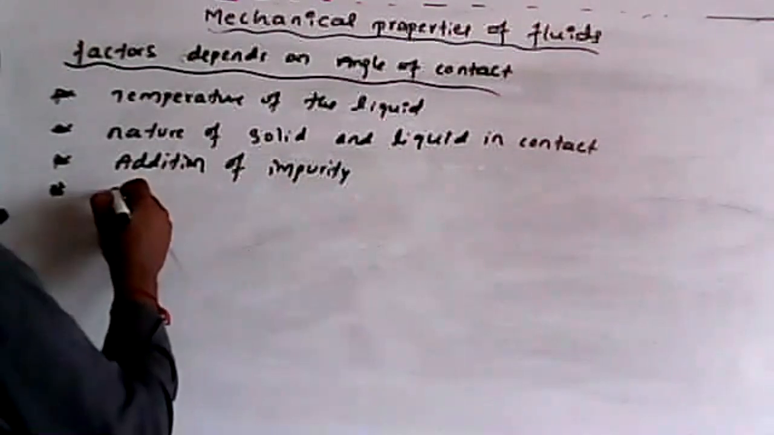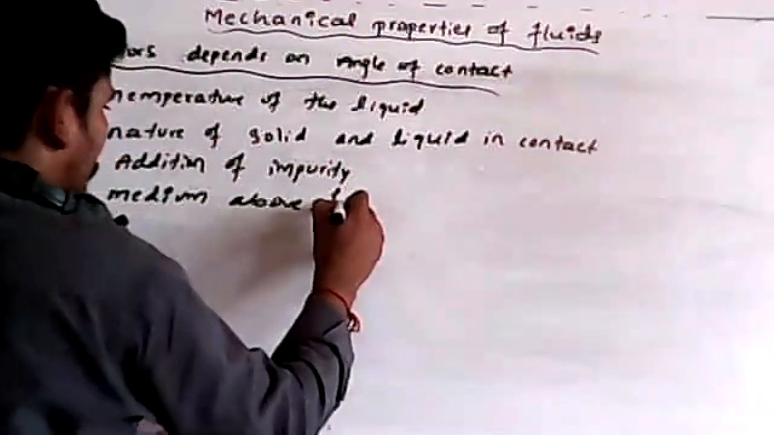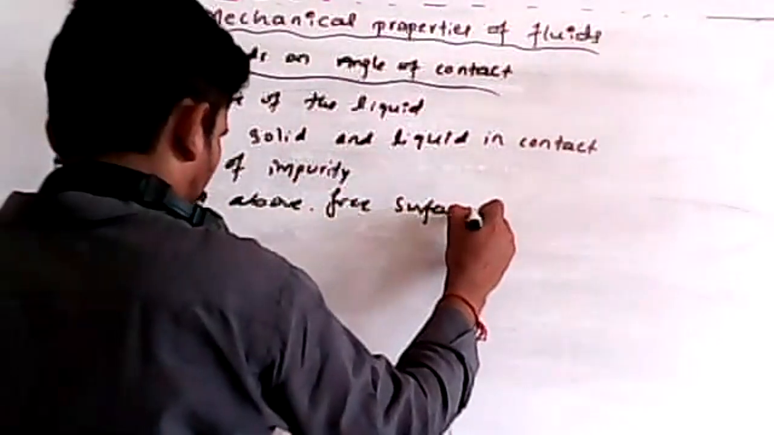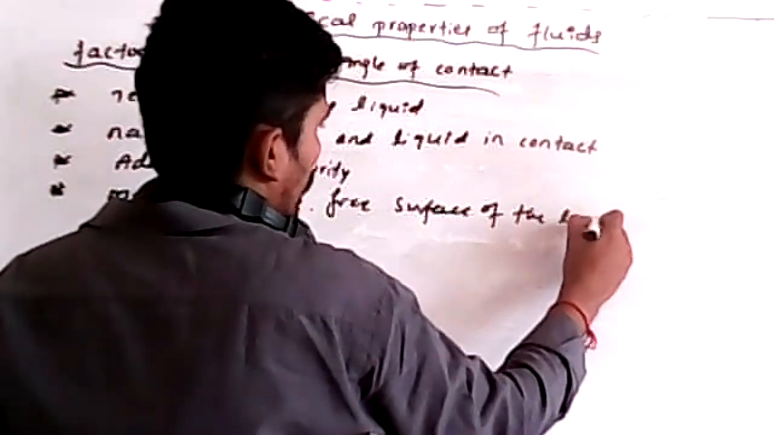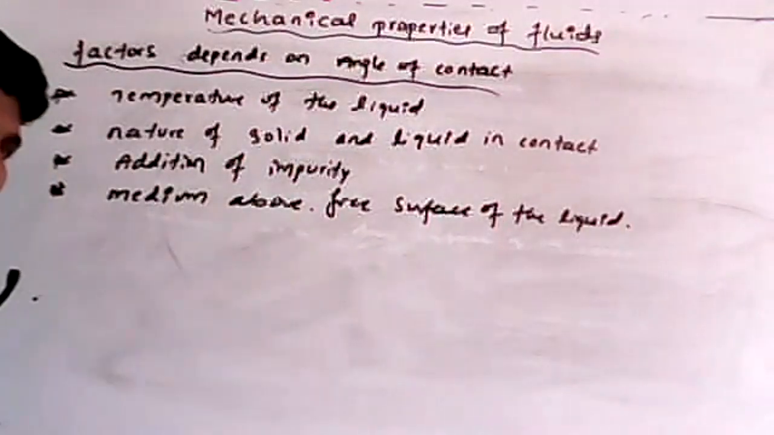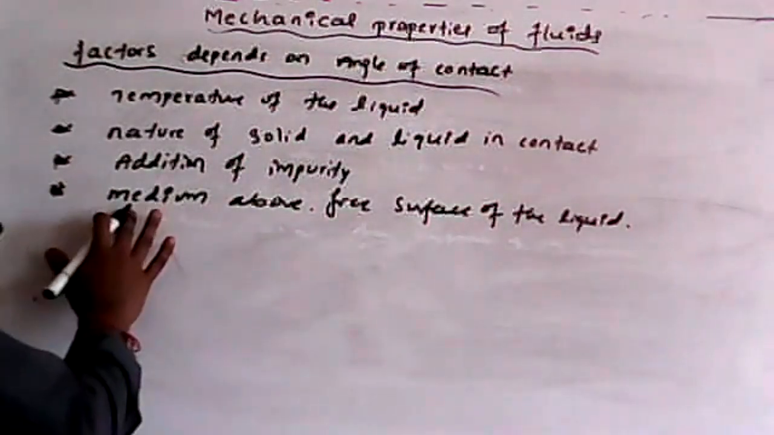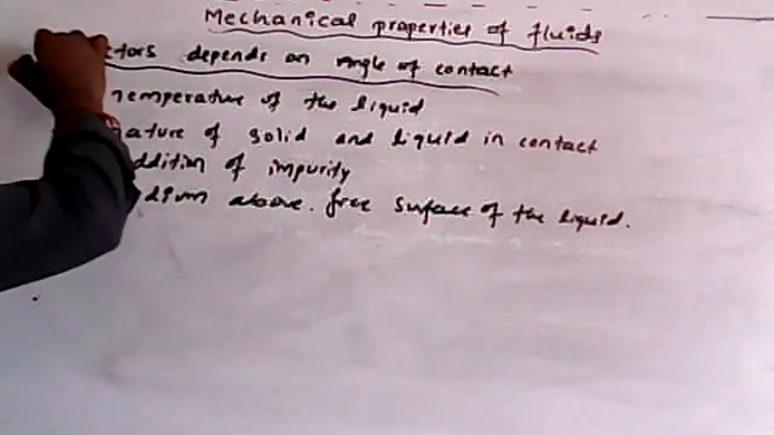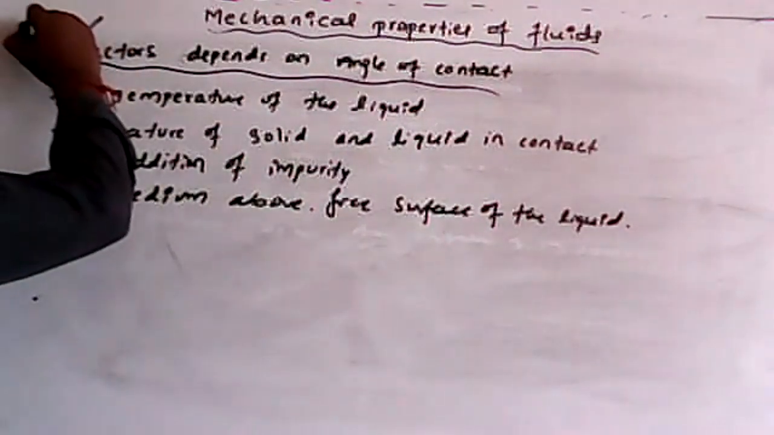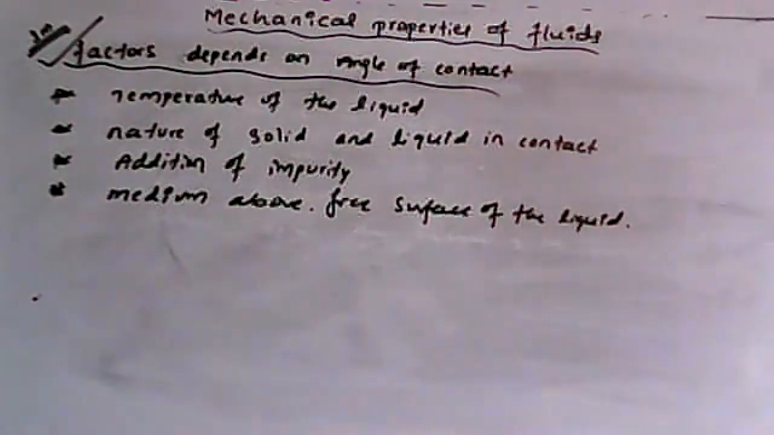The last point is the medium above the free surface of the liquid. Whichever surface is there other than the liquid, it may be air or whatever it may be, that is also taken into consideration. This is very important for 1 mark students, just note this point: temperature of the liquid, nature of solid, and addition of impurity. Next one is the medium above the free surface of the liquid.